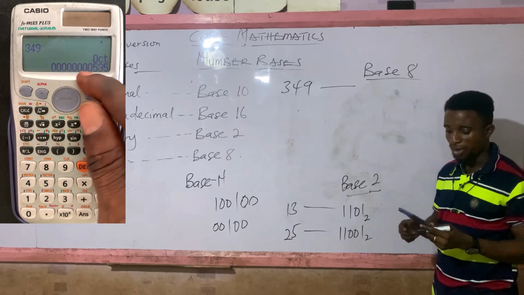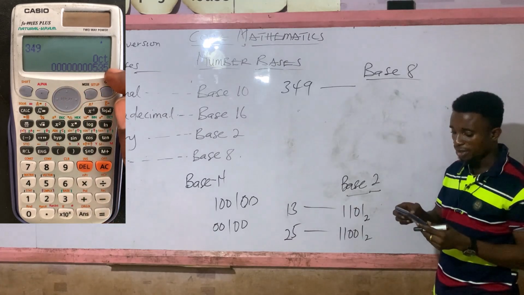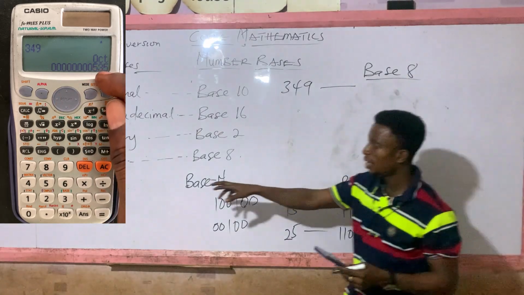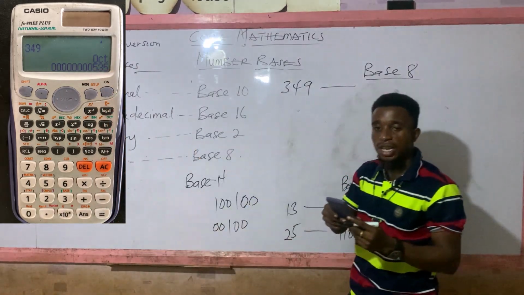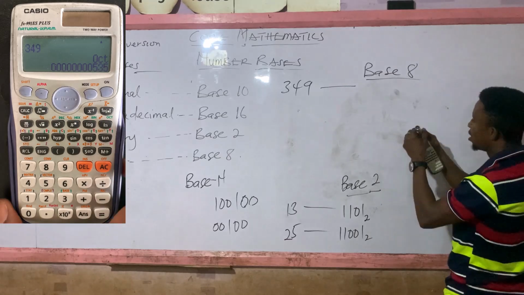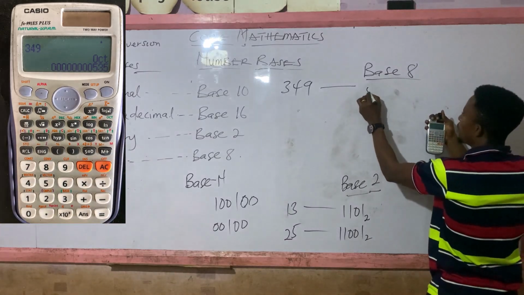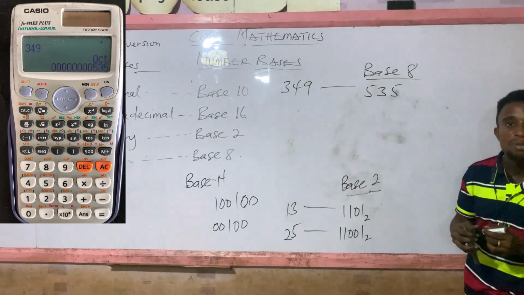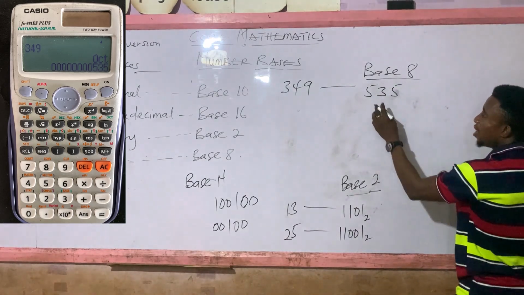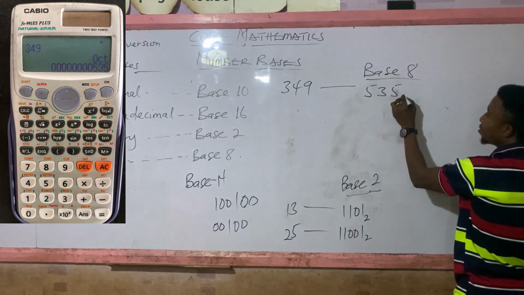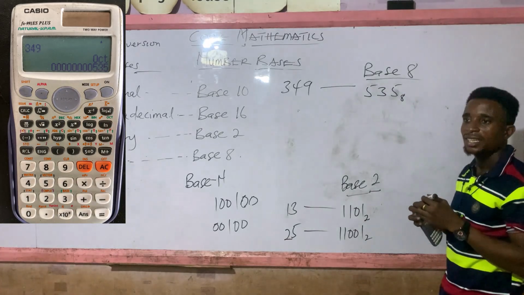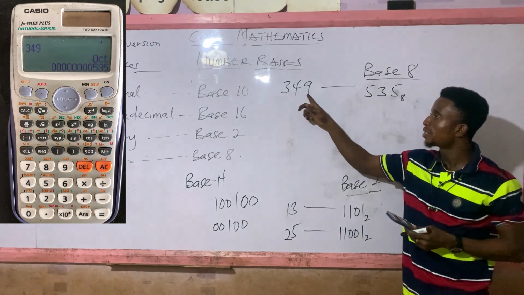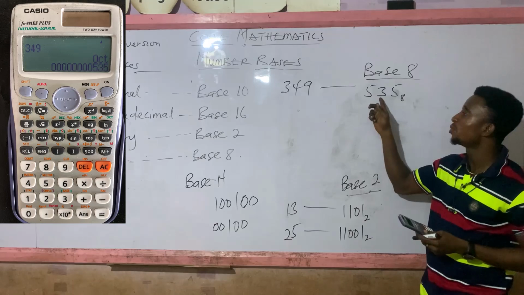Then I now click on, we are converting to base 8, so I click on the oct. So clicking on the oct, now I have 530 what? 5. Is it correct? No, because we are in other base. So it's 535 base 8. Are we getting that? So when you convert this one, 349 base 10 to base 8, it gets you this.